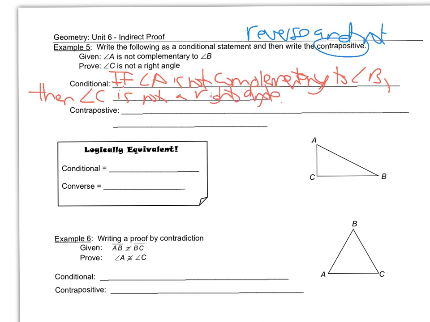So the contrapositive, we will reverse that and add a not. So it will read, if angle C is a right angle, then angle C is complementary to angle B. Then angle A is complementary to angle B, excuse me.